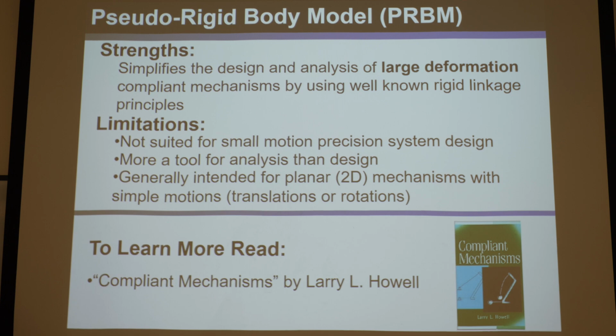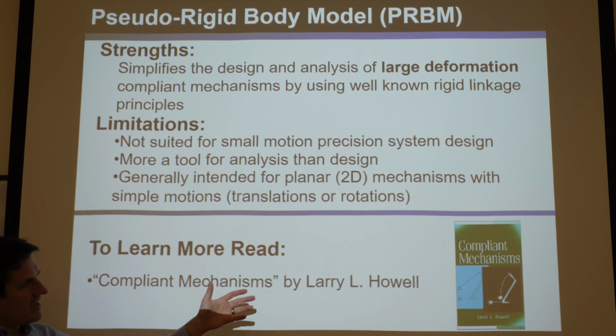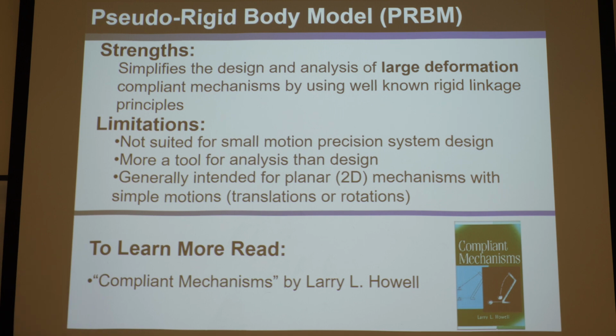The problem becomes dramatically more difficult in 3 dimensions because you can imagine things can deform in a whole 3rd dimension. And the models are much more complex and difficult to use and there hasn't been too much research in that area, but people are trying to extend pseudo-rigid body model to 3D spatial mechanisms. Okay, so the best book to read on this is Compliant Mechanisms. There's also a handbook of compliant mechanisms, both by Larry Howell. And pseudo-rigid body model is great.